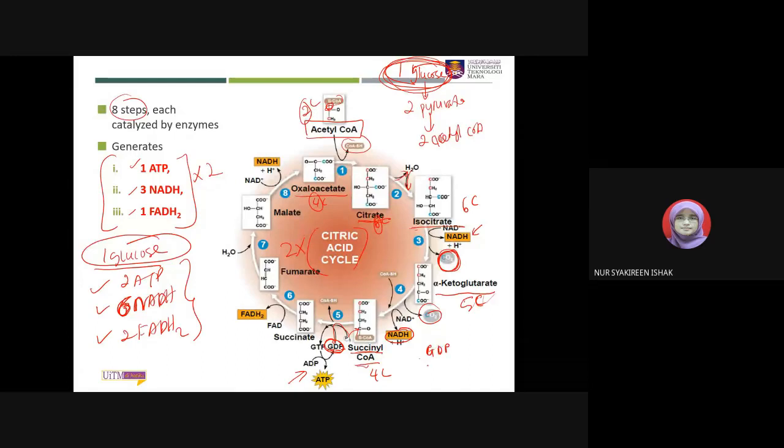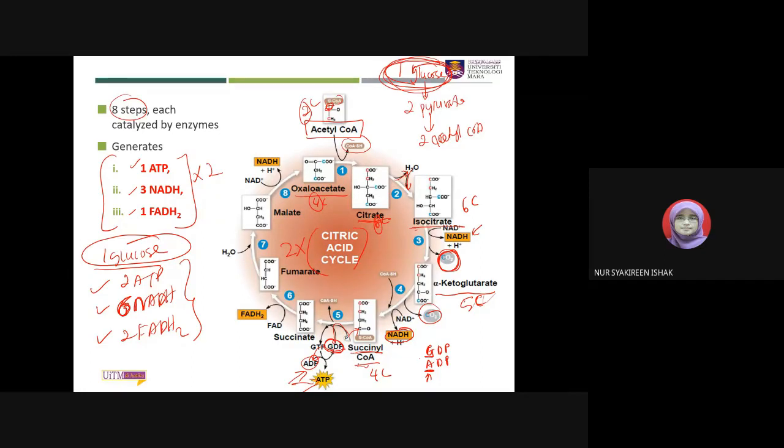GDP sama juga dengan ADP, cuma dia punya base dia berbeza. ADP adenosine diphosphate, ni guanosine diphosphate. Base dia je yang berbeza. Okay. So GDP campur dengan inorganic phosphate jadi GTP. Okay. Guanosine triphosphate. So fosfat daripada GTP ni dia bagi dekat ADP jadi ATP. Okay. So yang ini adalah product of citric acid cycle. Okay. For one complete cycle.